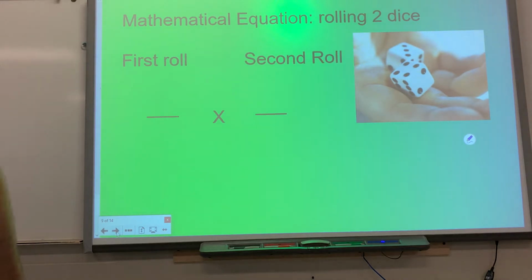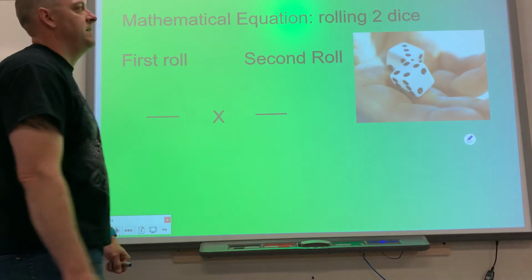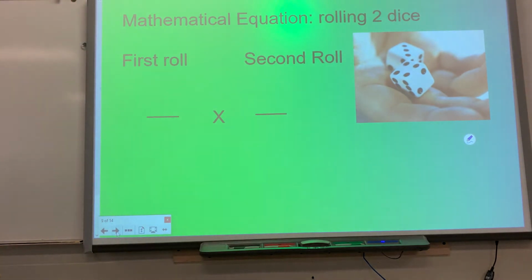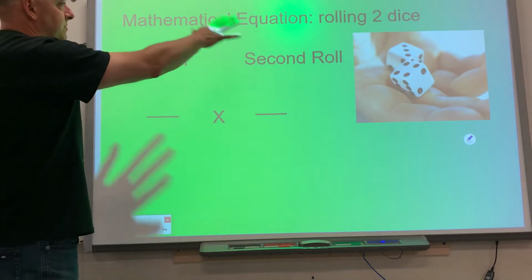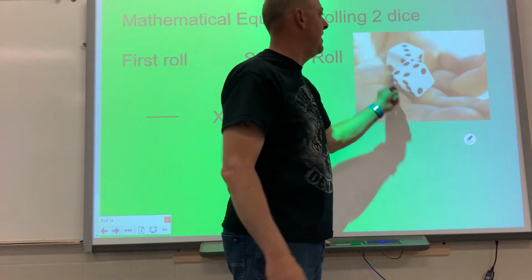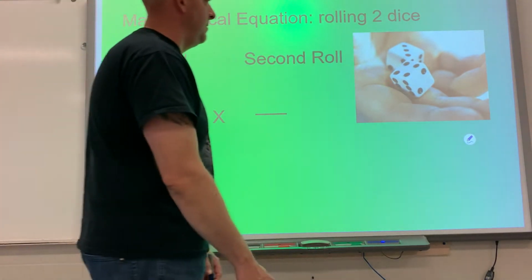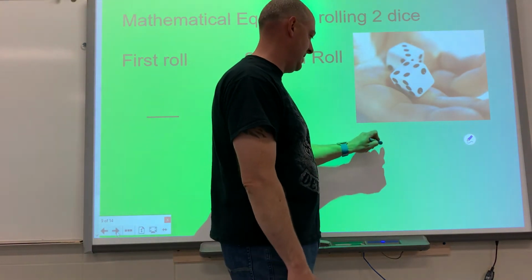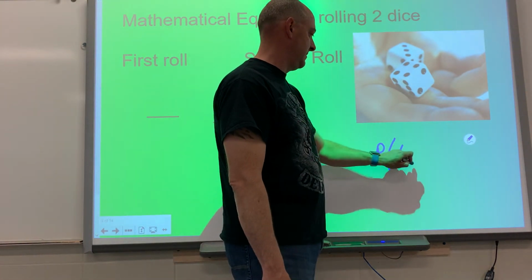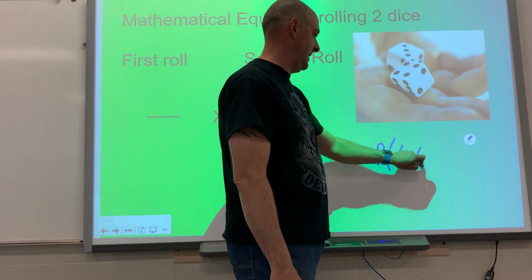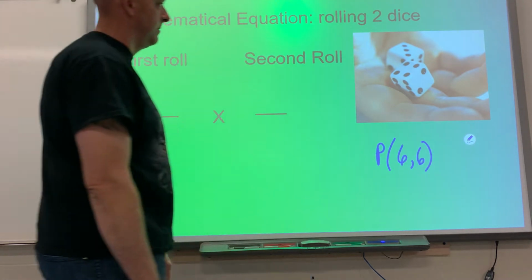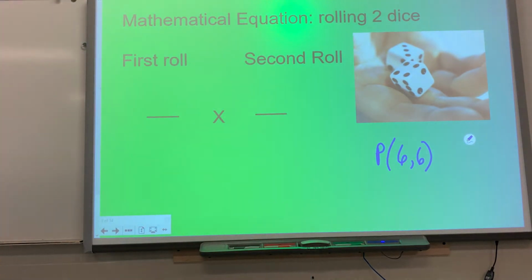Probability lesson 2: we've done the grade 7 review stuff and we're up to the grade 8 stuff, which makes things a lot easier because now we have this equation. We're rolling 2 dice and we want to figure out the probability of something. So what is the probability of rolling, let's say, a 6 and then a 6?